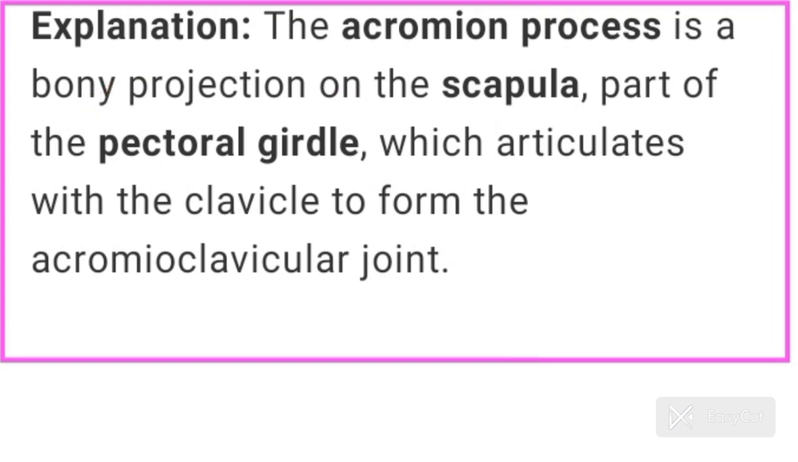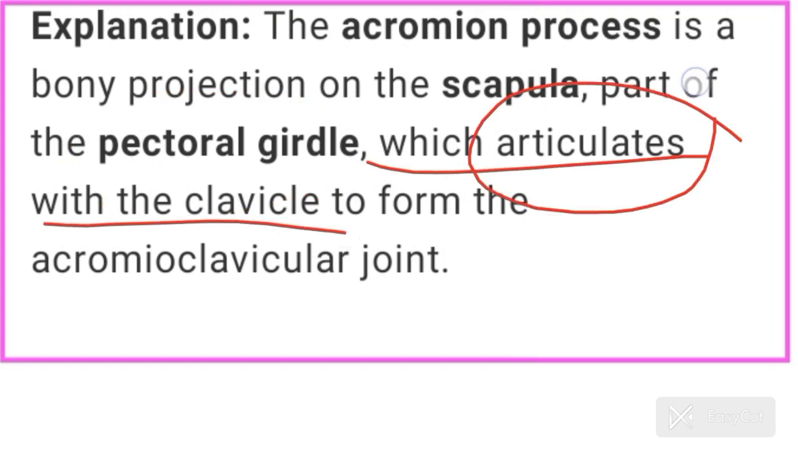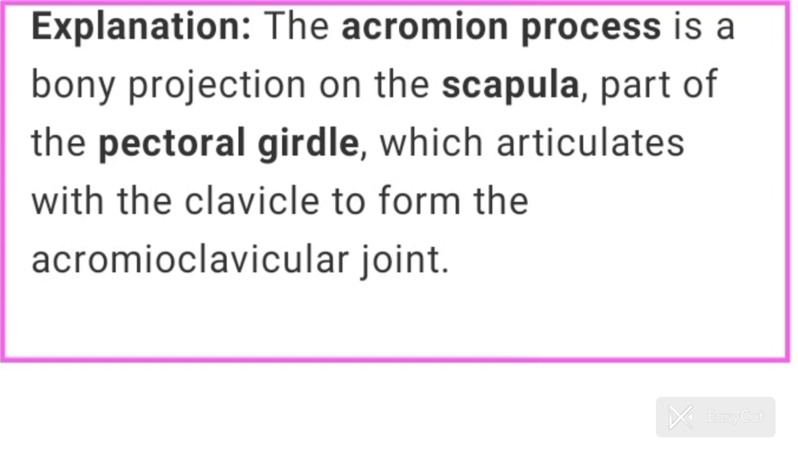So basically scapula is a part of pectoral girdle, okay, which articulates with the clavicle. Articulates means connected with the clavicle. ये किससे connected है? Clavicle से connected है. To form the, क्या बनाता है clavicle से connect होके? Acromioclavicular joint. Question number 22.